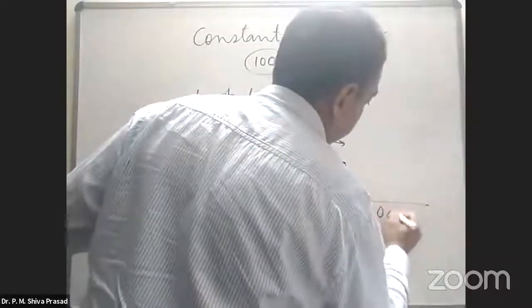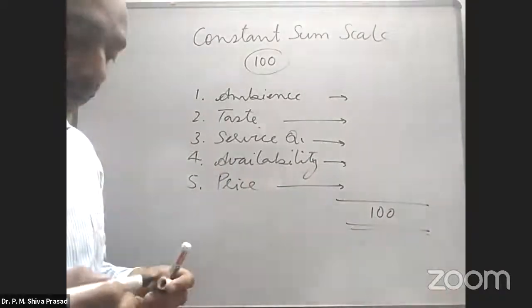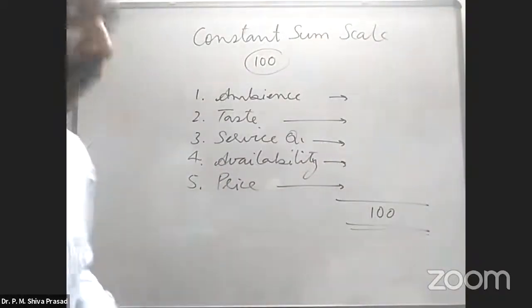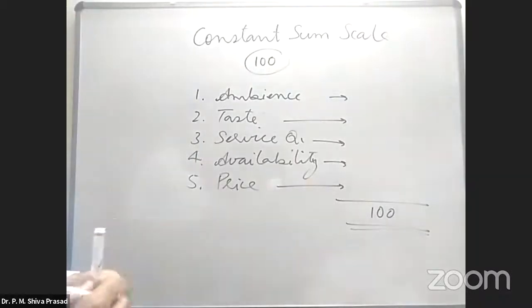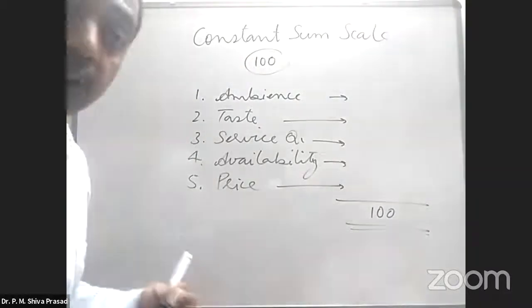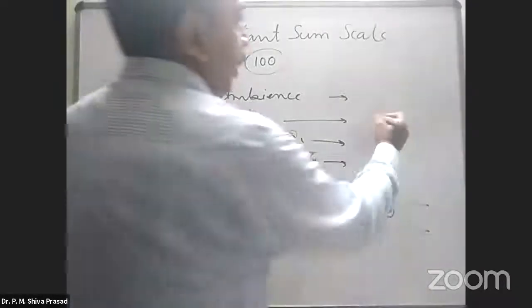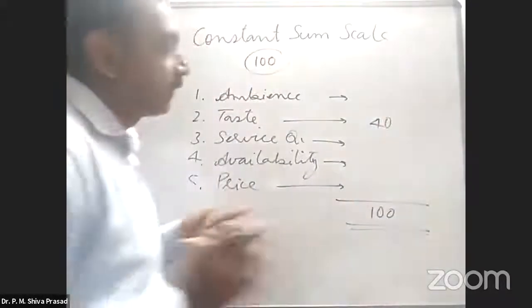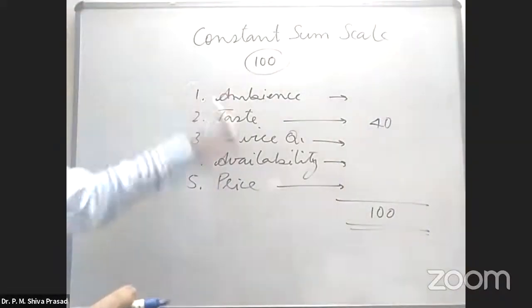Total is 100. Divide these 100 points amongst these 5 options given to you. Probably somebody might think, okay, our college gives good tasty food, so I'll give something like 40 points. Then I'm left with 60. I have to divide the remaining 60 with other aspects.